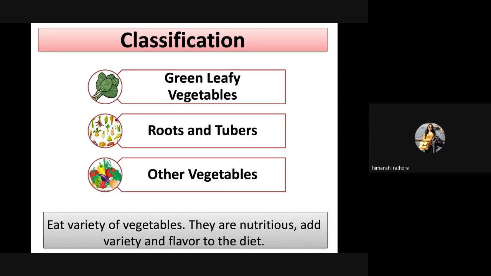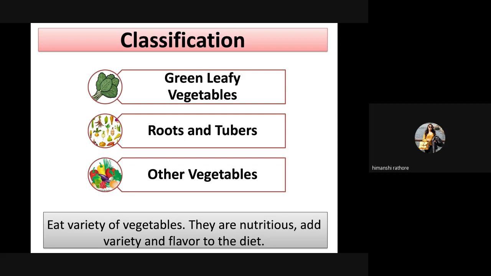Then there is a classification of vegetables like green leafy vegetables, roots and tubers, and other vegetables. Under green leafy vegetables there are vegetables which are leafy in nature like spinach, kale, methi, fenugreek leaves, and colocasia leaves. So they are leaves which are being used in daily life. Then roots and tubers include potato and carrots, sweet potato, then beetroot. They are the roots and tubers.